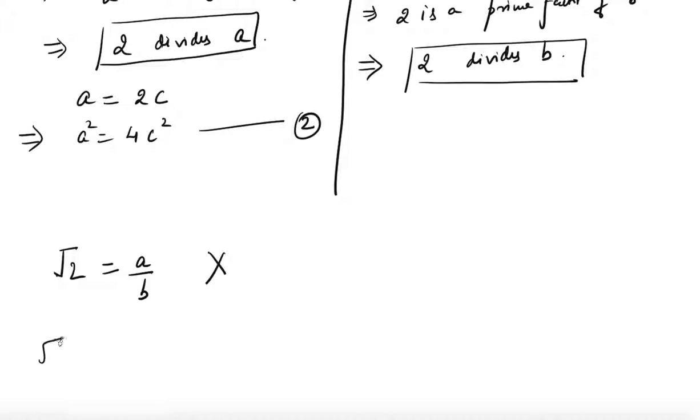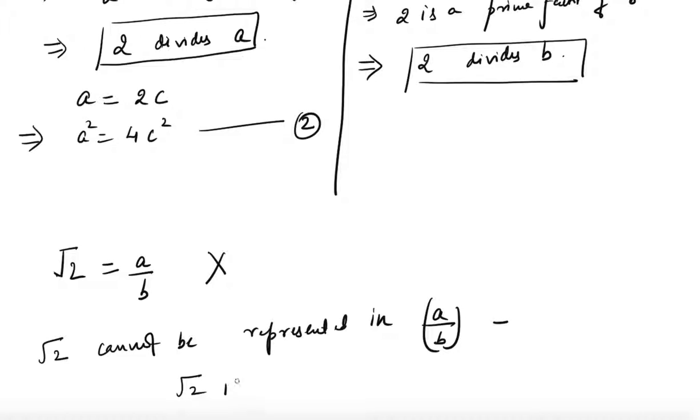So we can say that root 2 cannot be represented in the form of a by b, where a and b are integers and b is not equal to 0. Hence, root 2 is irrational. I think you might have understood the proof, and this is known as proof of contradiction. That's all. Thank you.